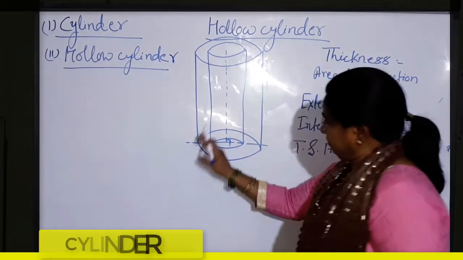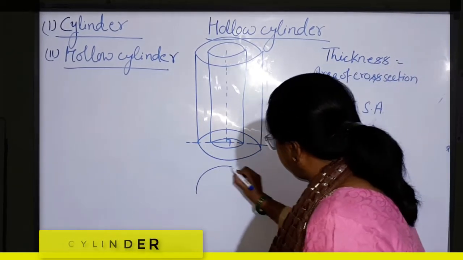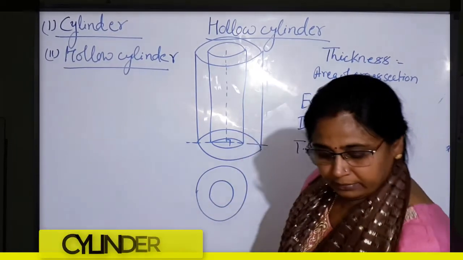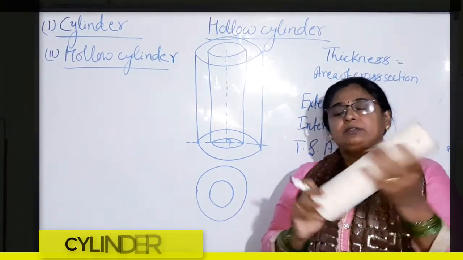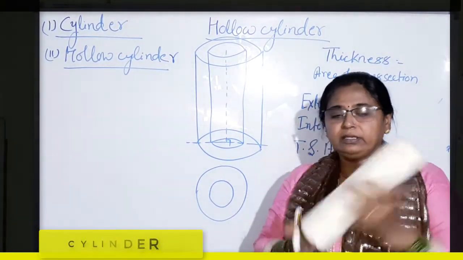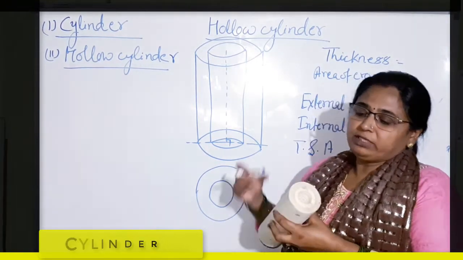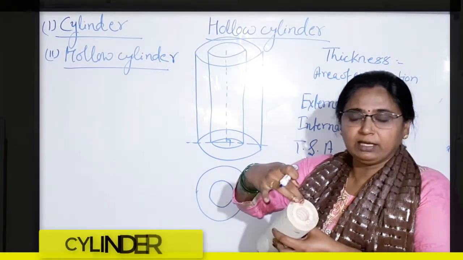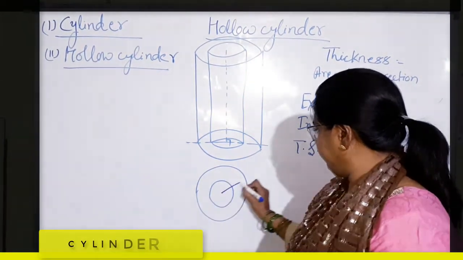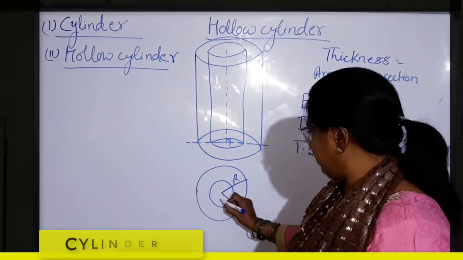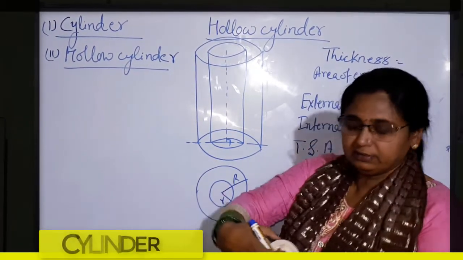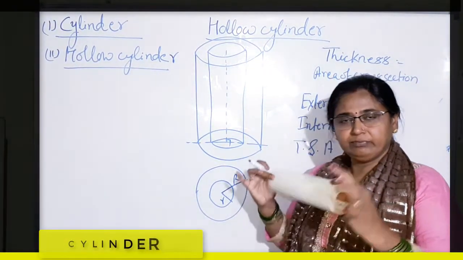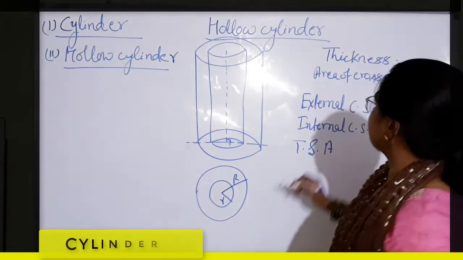Then the base is like this circle, and the internal portion is hollow. It is the external area, internal area, and in the base you can also understand their thickness. Suppose the external radius is capital R and the internal radius is small r, then this thickness is capital R minus small r.